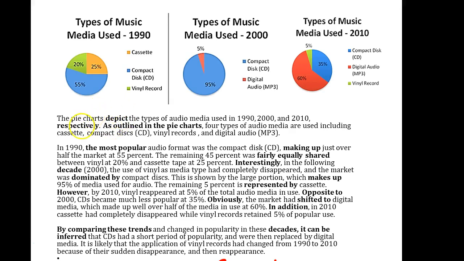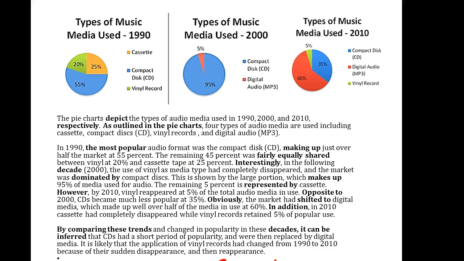So the word we used here is depict, instead of the word show. You can also use the word illustrate. We have respectively, and then in the next sentence we have as outlined in the pie charts, or as shown in the pie charts, 4 types of audio media are used, including cassette, compact disc CD, vinyl records, and MP3s. So basically we introduced the pie charts, what they represent, and included that in the introduction.